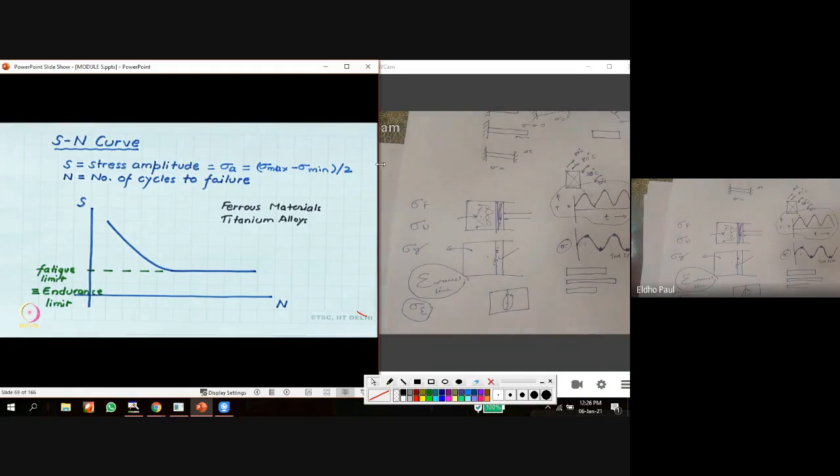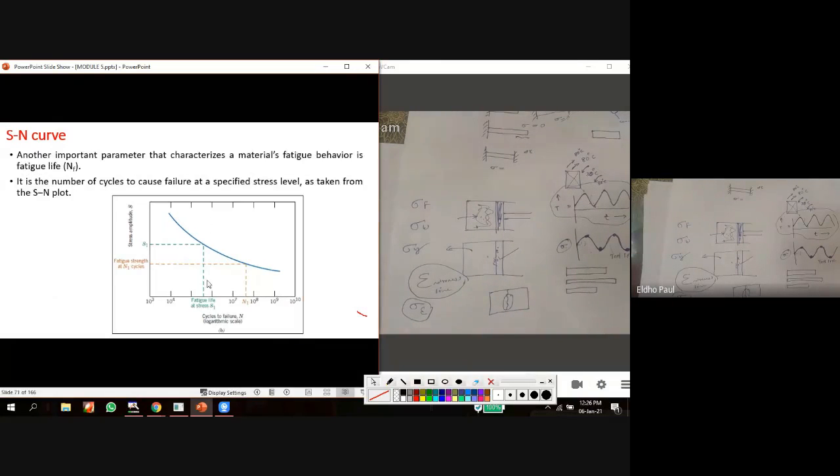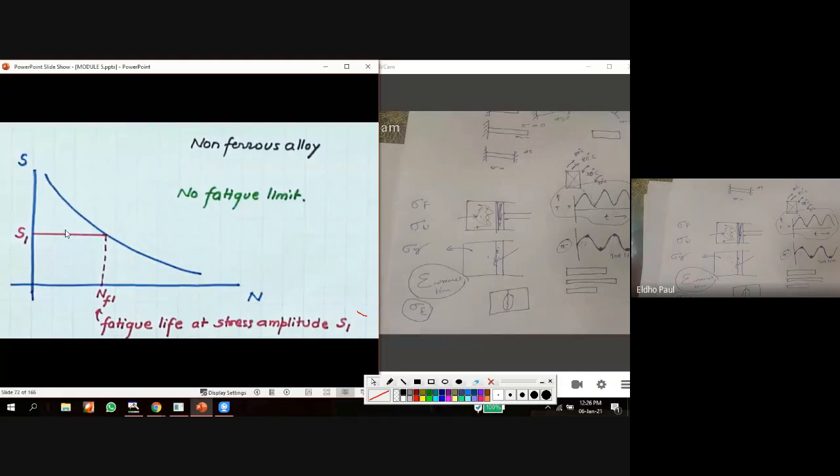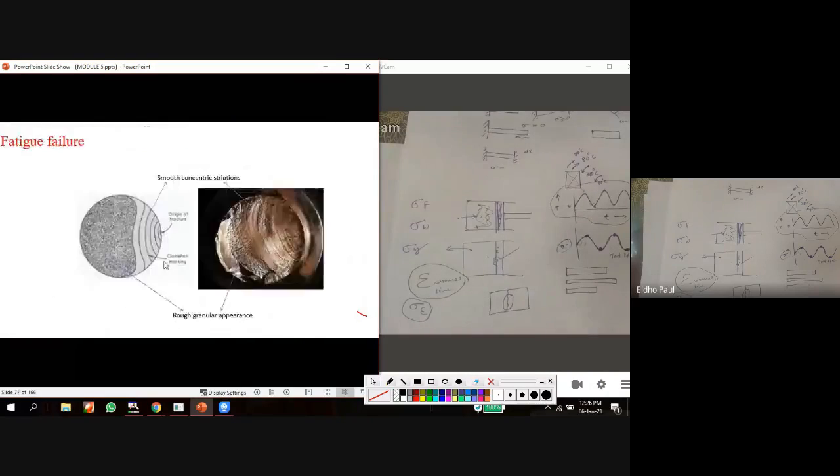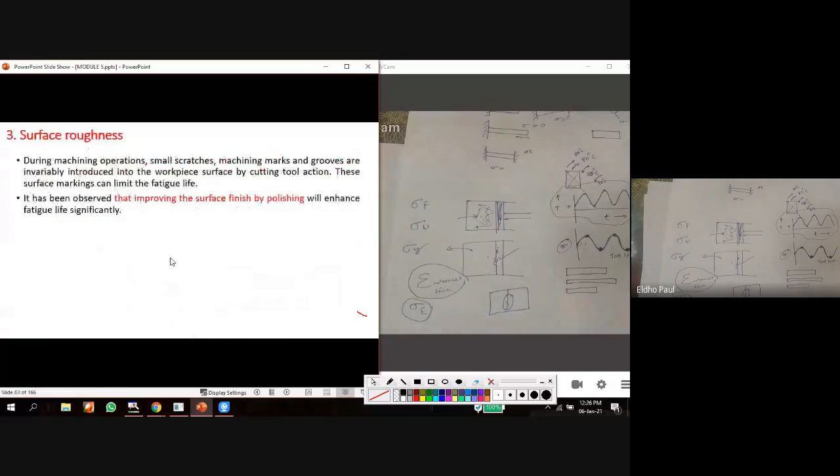So this is a very important factor while designing any component. This is only applicable for ferrous material, not for any non-ferrous material. For non-ferrous material, the SN curve is not like this, not a straight line after a particular point. So we cannot see any such endurance limit in non-ferrous material. But for ferrous material, we can use this method to avoid such fatigue failure.